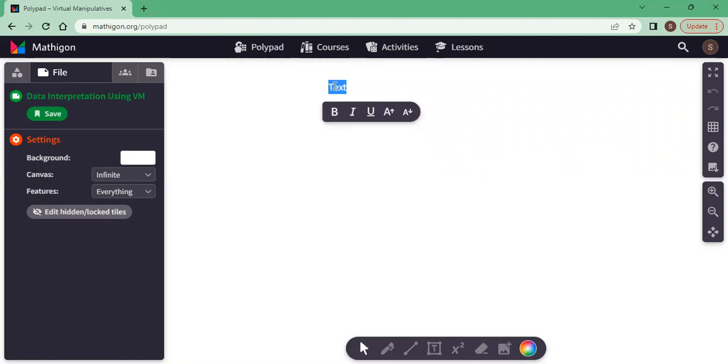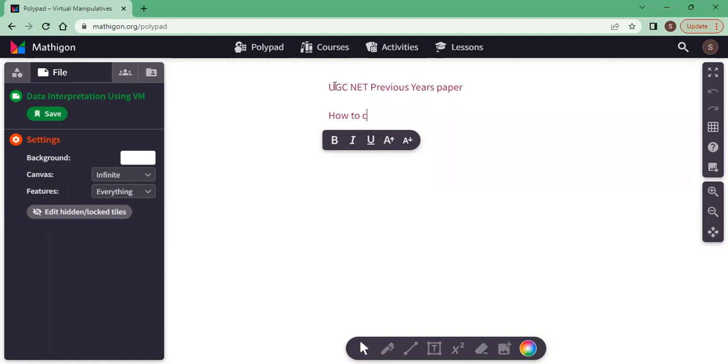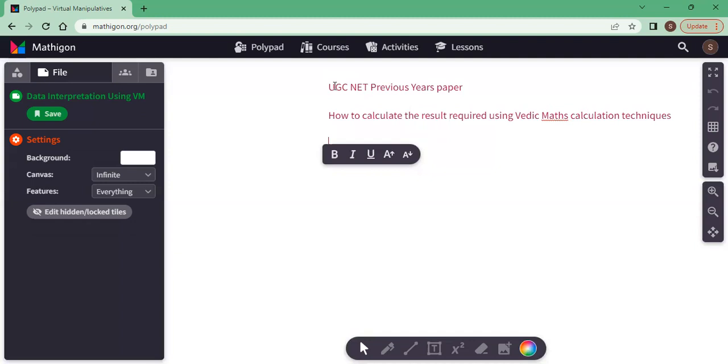So here I'm going to solve a UGC NET previous year's paper, how to calculate the result required using Vedic Maths calculation techniques. So here it goes on.